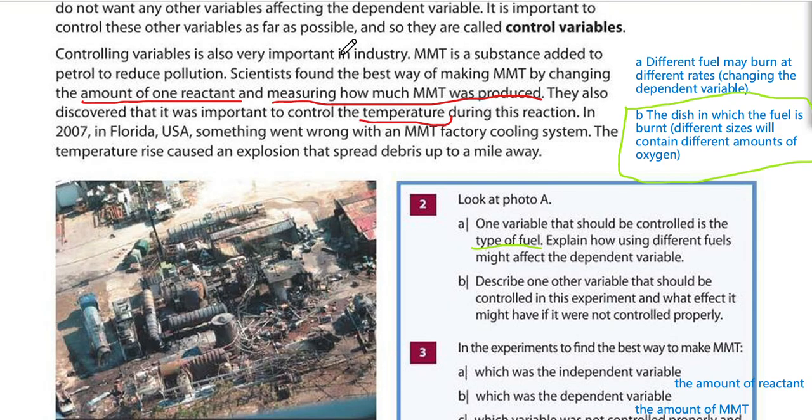Amount of one reactant is for A. Yeah, the amount of reactant. You don't need to write 1. You can just say the amount of reactant, because this is the one we are going to change. See, it says changing the amount of one reactant, right? So the amount of reactant is the independent variable here. And the dependent variable is the one we are going to measure, right? What are we going to measure? How much MMT was produced. So you can say the amount of MMT.